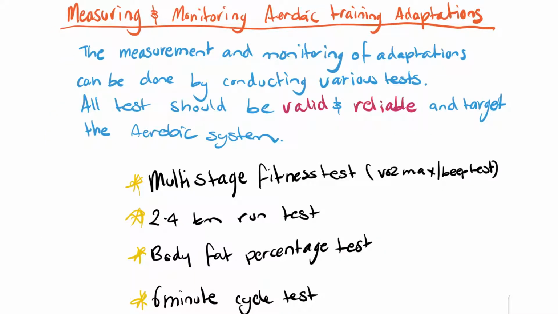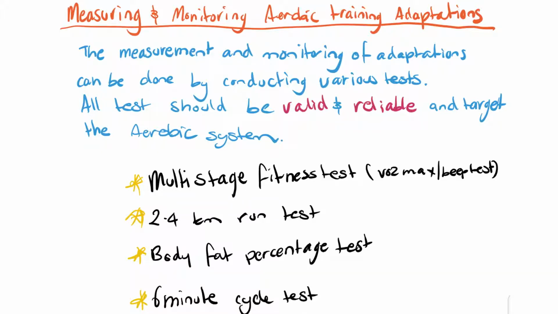So now that we've had a look at those adaptations and some of the things that can happen as a result of implementing an aerobic training program, it's important to understand how we actually measure these adaptations. Going back to similar to strength training, it's important that you conduct various tests at different stages of training, and that those tests should be valid and reliable and target the aerobic system. There are several tests that coaches will do, and they might be a little bit more specific to different sports, but some of the common tests that are used to measure aerobic capacity or aerobic training benefits.